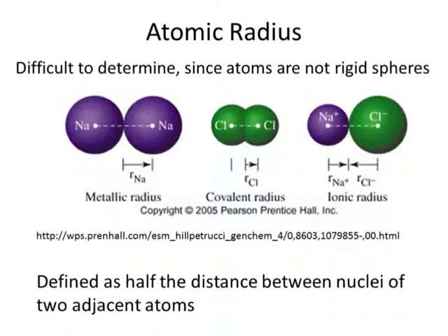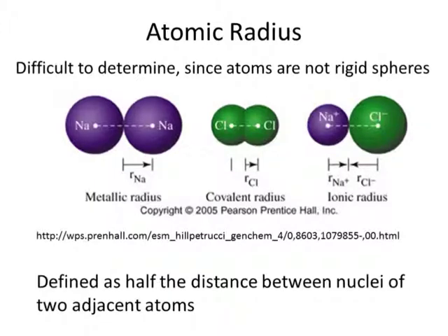Defining the term atomic radius is a little more difficult than you might imagine because atoms are not like, say, billiard balls. They're not rigid spheres. They have these electron clouds that are in constant motion, and the size of the electron cloud can depend on what other atoms are nearby, the particular atom, the radius of which we're trying to measure.